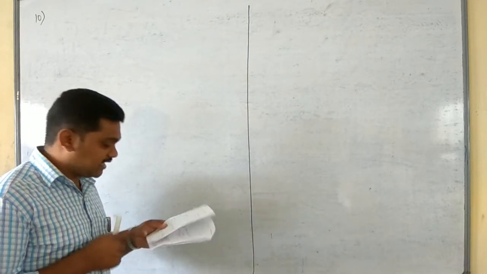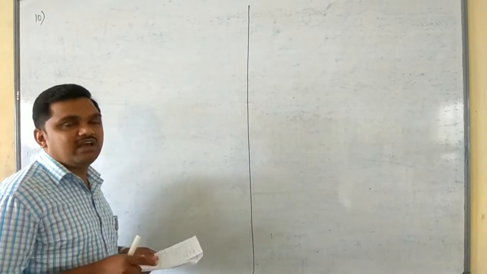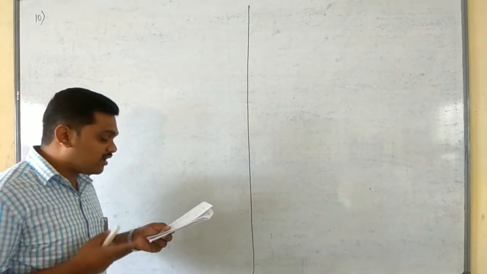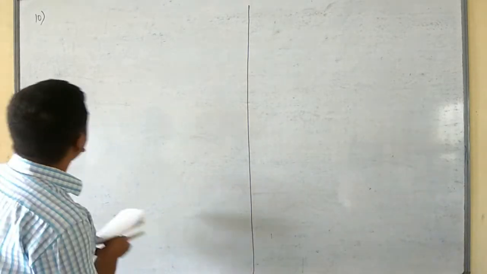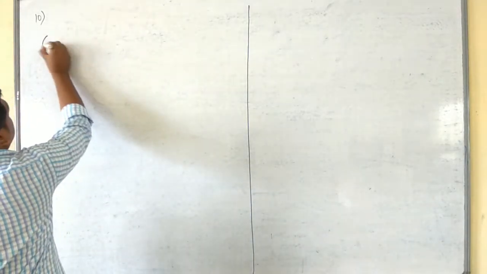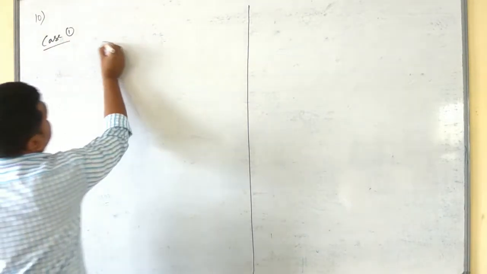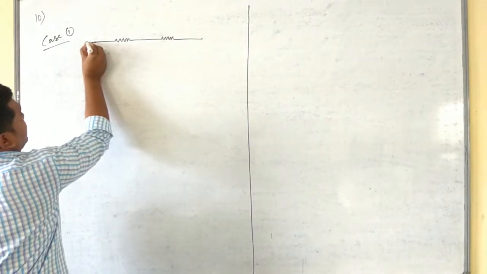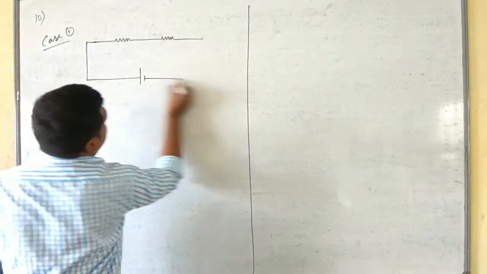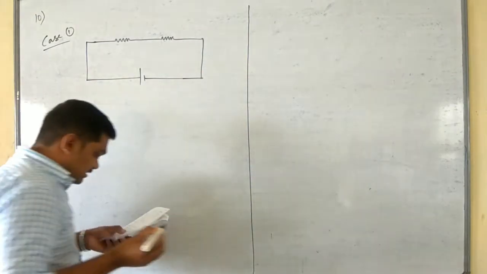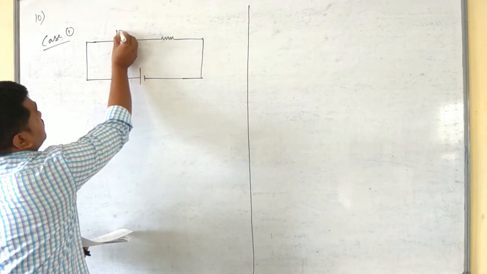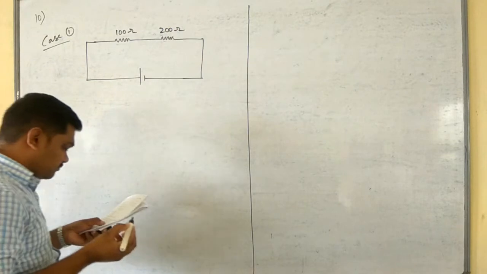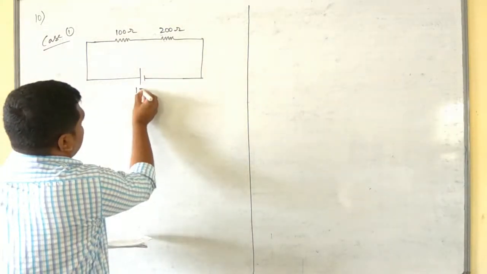Please understand, two resistors are given. Coils means resistors only. They have a resistance of 100 ohm and 200 ohm respectively. Here are two cases. Case 1. Like this, two resistors are connected in series across a cell. This is 100 ohm, this is 200 ohm. The EMF of the cell is 100 volt.